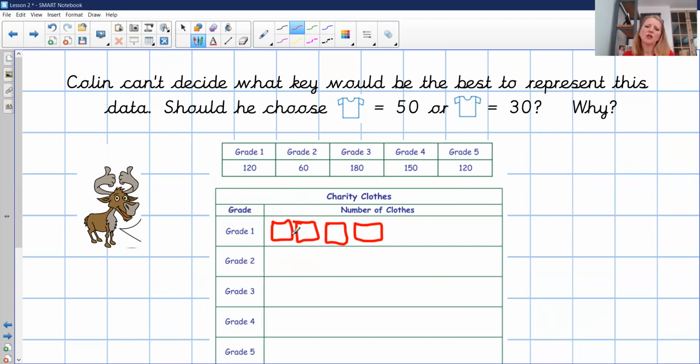What about grade 2? So 60. How many t-shirts or boxes would I need to draw? Yeah, I would just need to draw 2, because that would be 30 and 60. Okay, again, maybe just pause the recording. What would you draw in the boxes for grade 3, 4 and 5? And then we'll have a look.